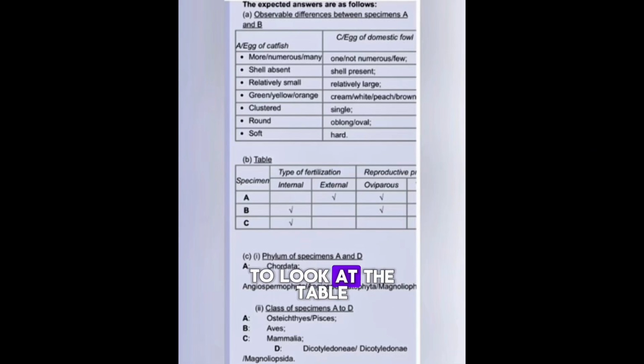Now we are going to look at the table. Now look at the ticking in the table. You can see the ticking for specimens A, B, D. You can see the ticking under the specimen and the mode of reproduction of each specimen. Now observe that carefully.